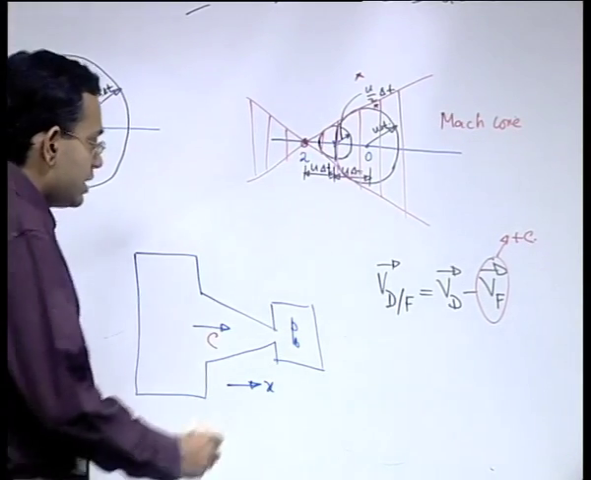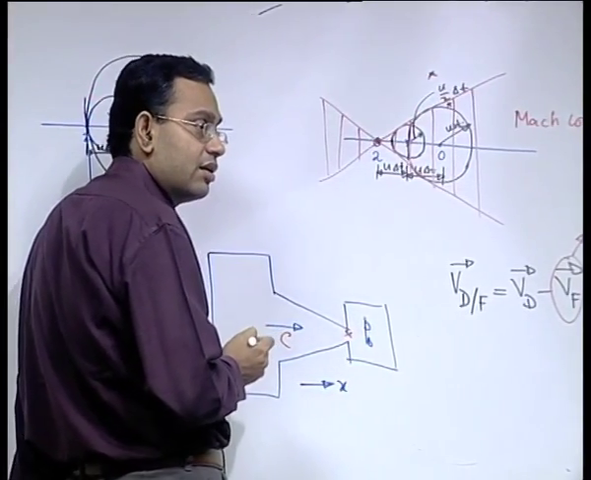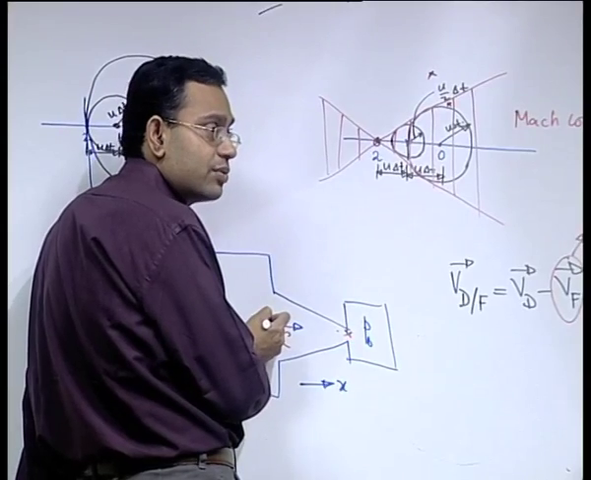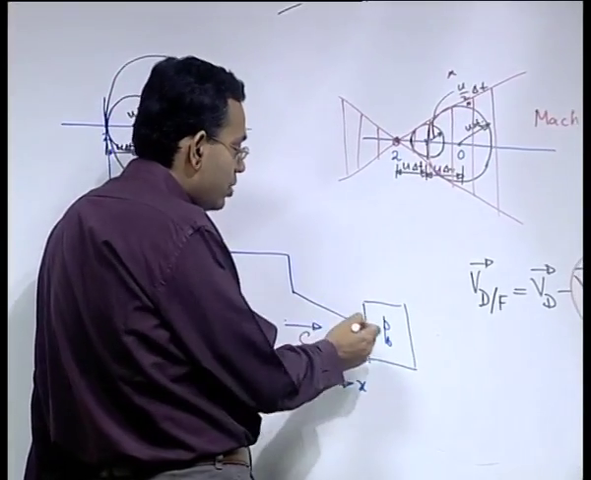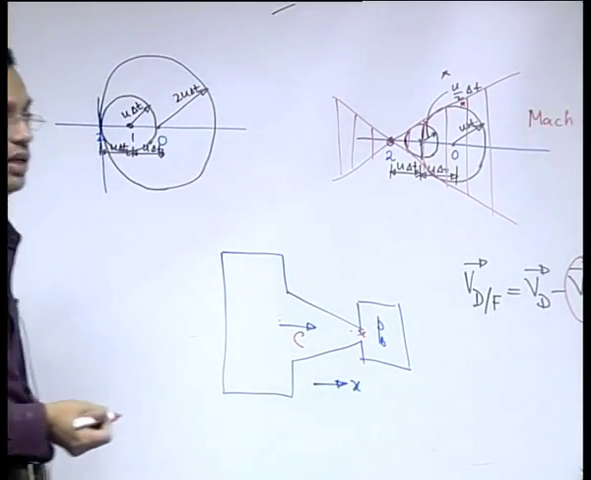The disturbance is created here. The disturbance is propagating in this direction. How is it propagating? It is propagating relative to the flow. So relative to the flow, it is moving along the negative x direction with a velocity c.